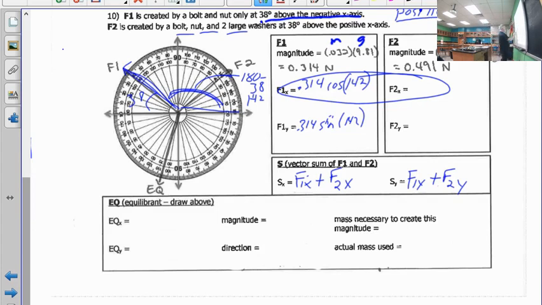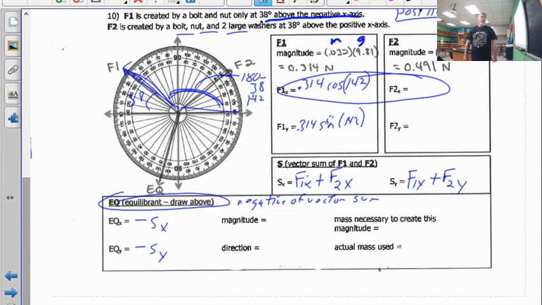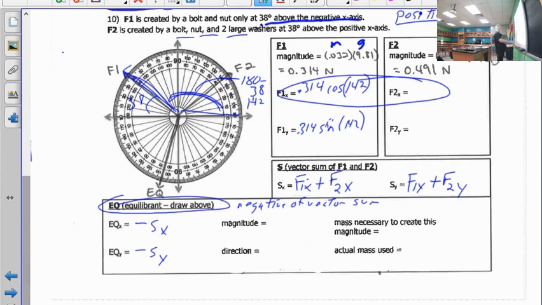Now, if we want to do the next part where it says the equilibrant, this is going to be the negative of our vector sum, because we want it to cancel out, so it better be the other sign. So this is going to be negative Sx, negative Sy. I'm just using the variables here instead of the numbers, again, for the sake of speed. The solution key has numbers in here. What's our magnitude? Pythagorean theorem. We're going to take Sx squared, and we're going to sum Sy squared in there. We'll get our magnitude. Our direction, tangent to the -1, or inverse tangent, we're going to take Sy over Sx.